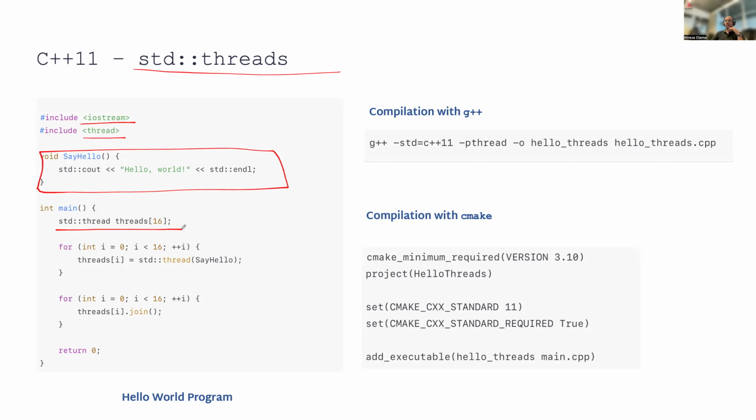Here you can declare the threads. So here we are creating an array containing 16 threads of this std thread type. This is the main type that you should use. And then instead of having the pthread create function, you just call the constructor of this thread type and then pass in the name of the function that you want this thread to execute, right? And finally, you have this join operation. So quite simpler than the pthread library, right?